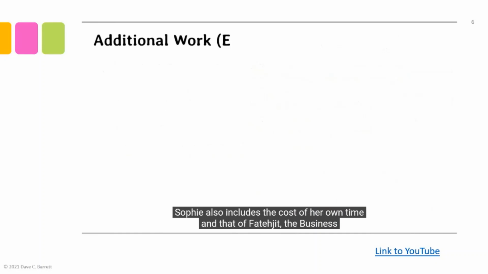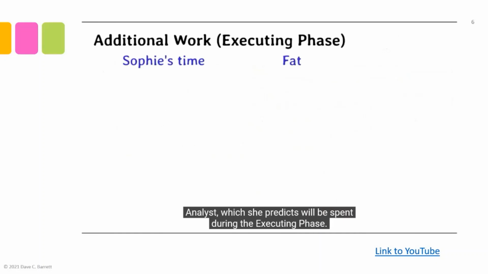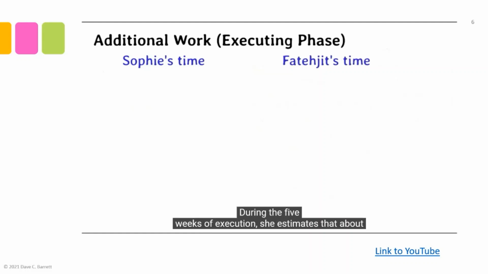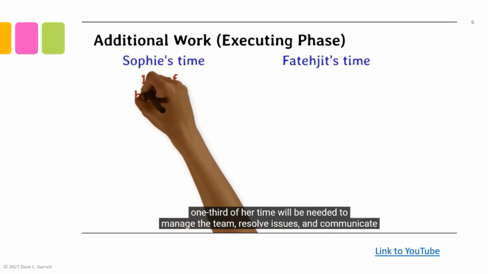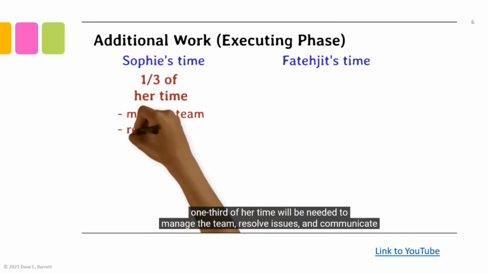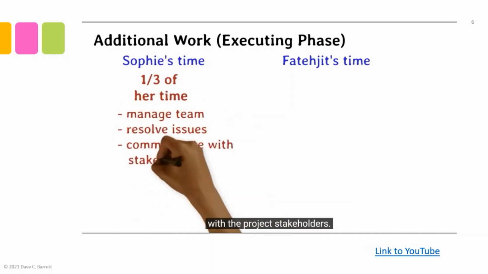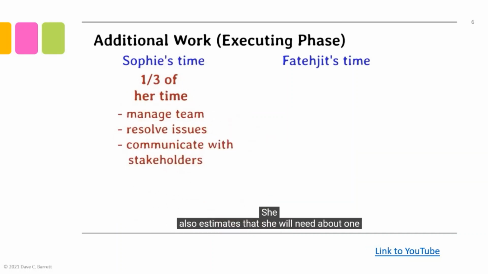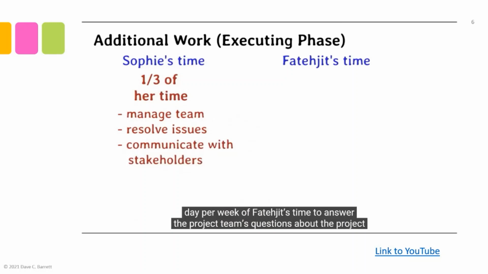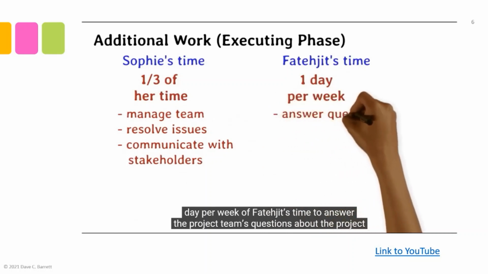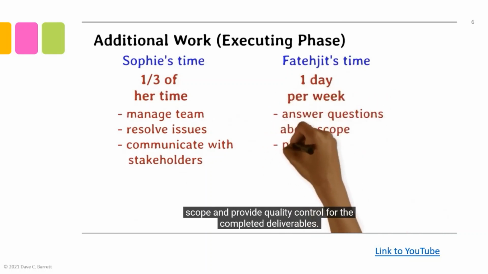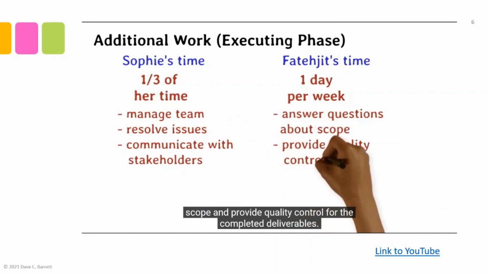Sophie also includes the cost of her own time and that of Fatijit, which she predicts will be spent during the executing phase. During the 5 weeks of execution, she estimates that about 1/3 of her time will be needed to manage the team, resolve issues, and communicate with the project stakeholders. She also estimates that she will need about 1 day per week of Fatijit's time to answer the project team's questions about the project scope and provide quality control for the completed deliverables.